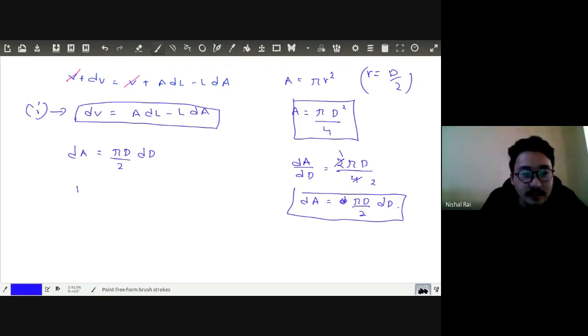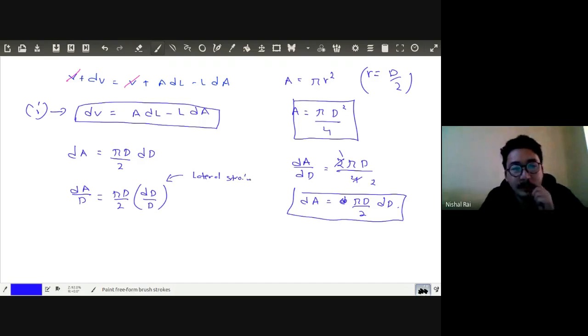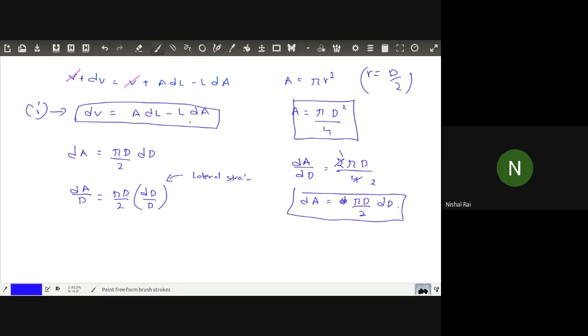Now, let's divide both sides with capital D. It will be pi D by 2 by D. Now, this is exactly what we want. This is the lateral strain. Now from here we can write this in terms of area itself. So actually we want L dA.